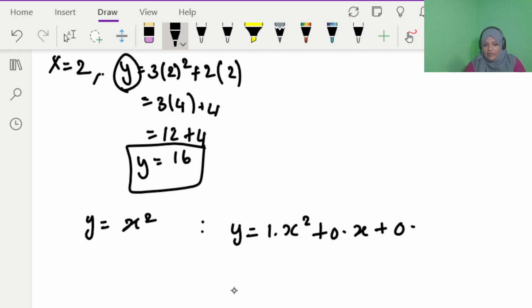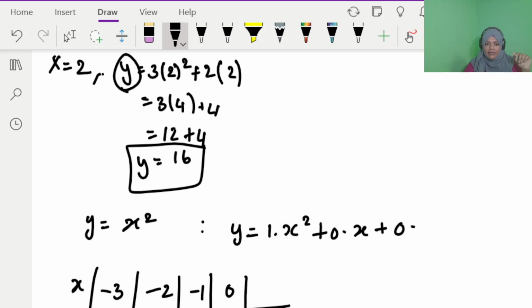So how will you graph this quadratic function? As I told you earlier, by substituting some values of x. Any random values of x you can choose. Mostly, I suggest you choose specific integers on the number line, on the coordinate axis. So, let us choose values of x from negative 3 to positive 3, and we'll try to find the values of the respective y's.